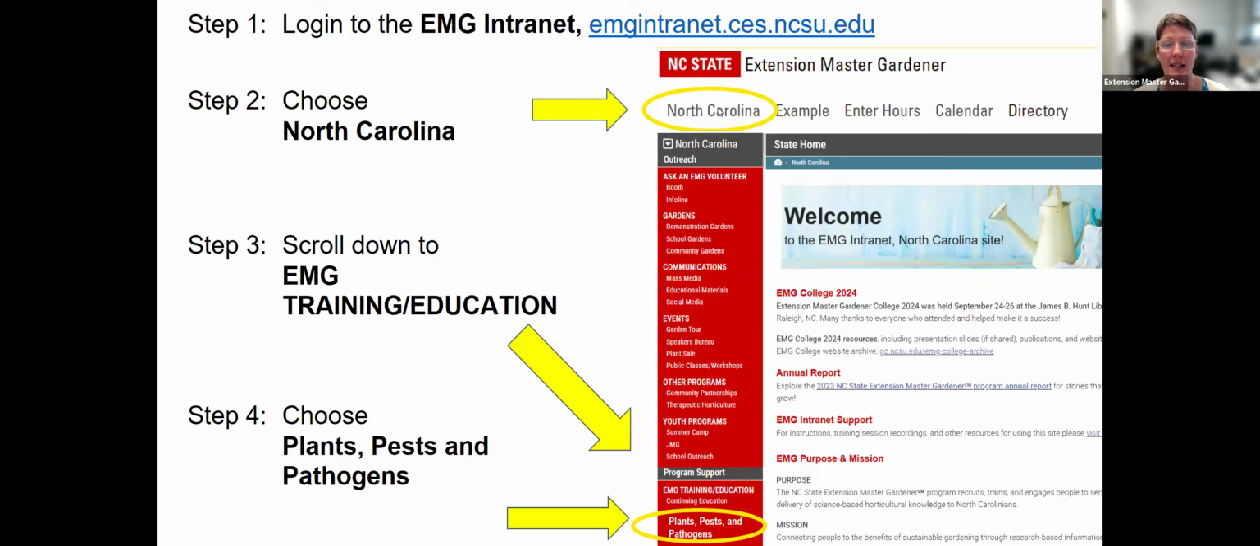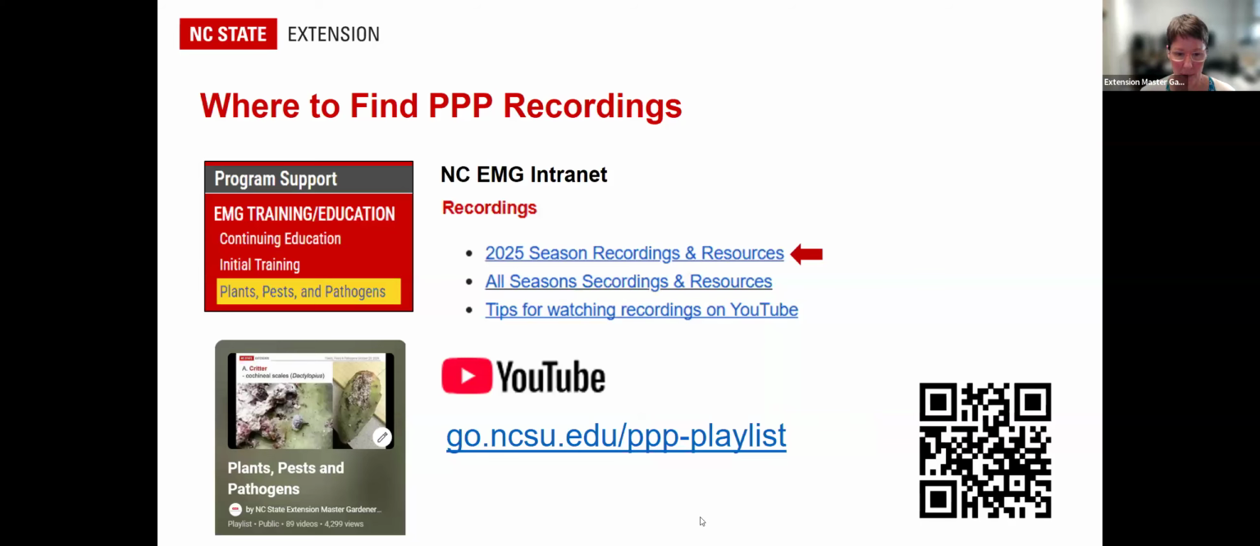So once you're on the North Carolina site, check out the red column that's on the left-hand side and go down to where you see plants, pests, and pathogens. It is one of the topics there. And when you click on that, that'll open the plants, pests, and pathogens page with more information about the webinar series, a link to the schedule, and also a link to recordings. So this is where you'll be able to find recordings.